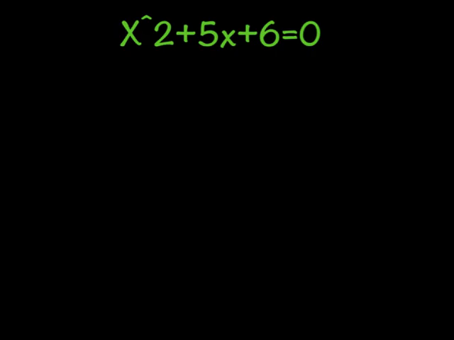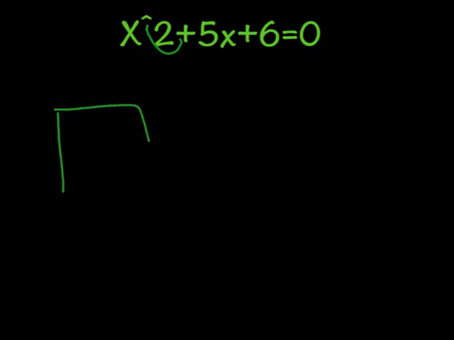This one is a quadratic equation because of the x squared. I know it doesn't really look like an x squared, but that's what that caret symbol means right there. And so when I have a quadratic equation, I have two options. I could try to factor it, or I could use the quadratic formula. I think factoring is easier if it can be factored.